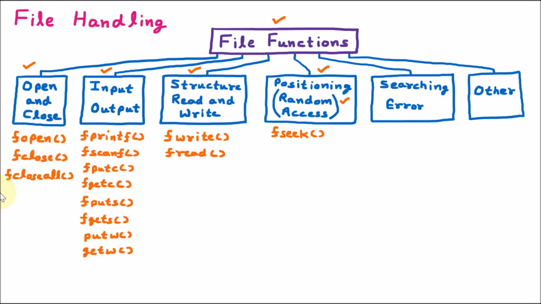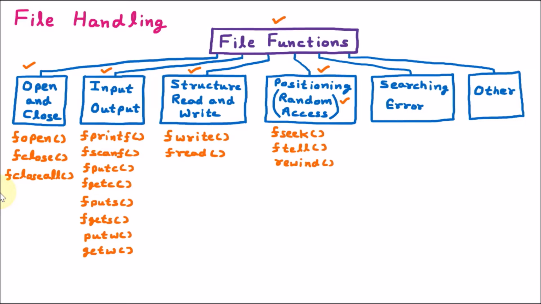The next function is ftell. This function is used for telling the current position of file pointer. The next function is rewind. In the earlier time, we had tape recorders. In the tape recorder, we had the cassettes. So here we had the rewind button. The rewind means going to the beginning. So similarly, we have the rewind function, which goes to the beginning of file.